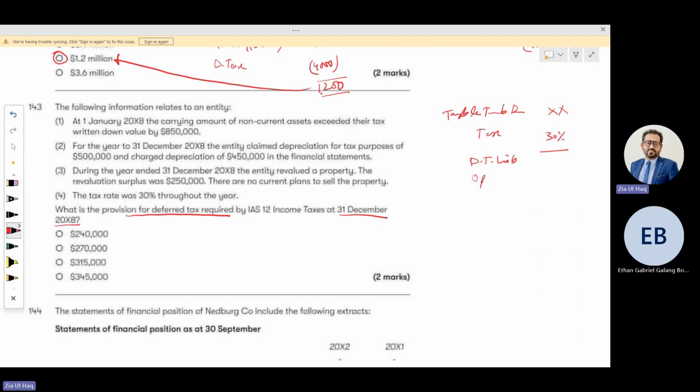From that, we need to deduct the opening balance. This balance includes revaluation and other. Is that clear? Now in this question, they have provided you these values, and you need to calculate the deferred tax liability. At 1st January 20x8, the start of the year, the carrying amount of non-current assets exceeds their tax written down value by 850. Through this, you can calculate the opening balance.